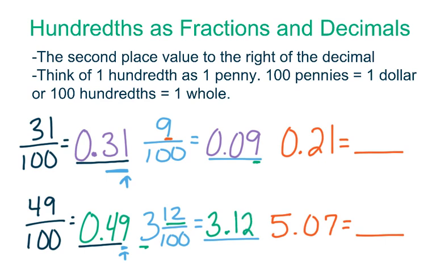When we're turning a decimal into a fraction, we need to identify what place value we're turning it into. So because we have 21 hundredths here, this is going to be 21 hundredths. And then for the next one, notice how this 7 is in the hundredths place, but there's nothing in the tenths place. So when we're turning this into our mixed number, we have 5 and 7 hundredths.